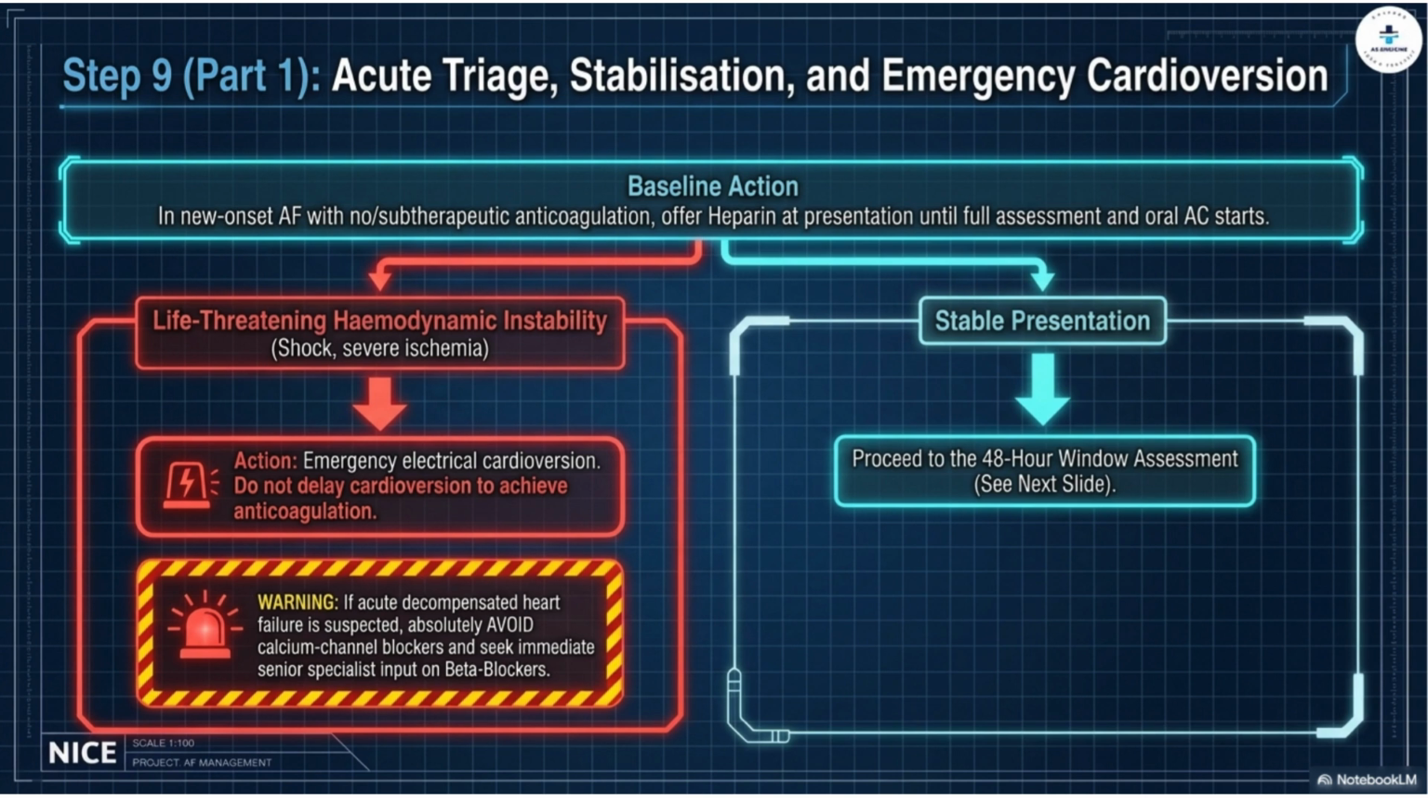This section covers emergency management of unstable AF. First, assess stability. If unstable, shock, syncope, ischemia, immediate cardioversion is needed. Do not delay for anticoagulation. If heart failure is suspected, avoid calcium channel blockers and escalate urgently.